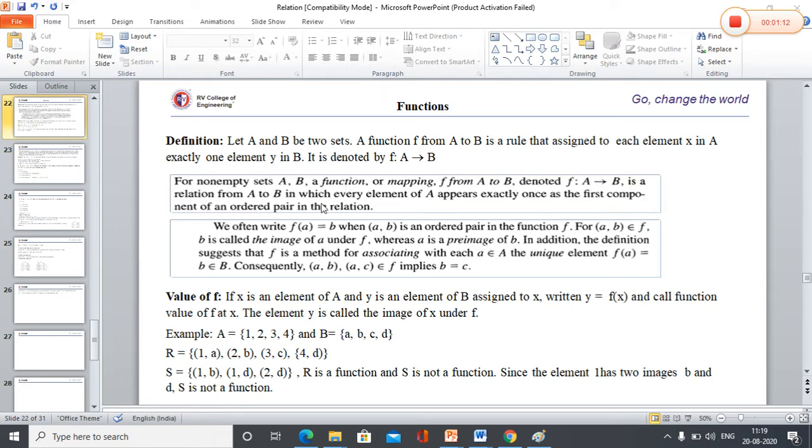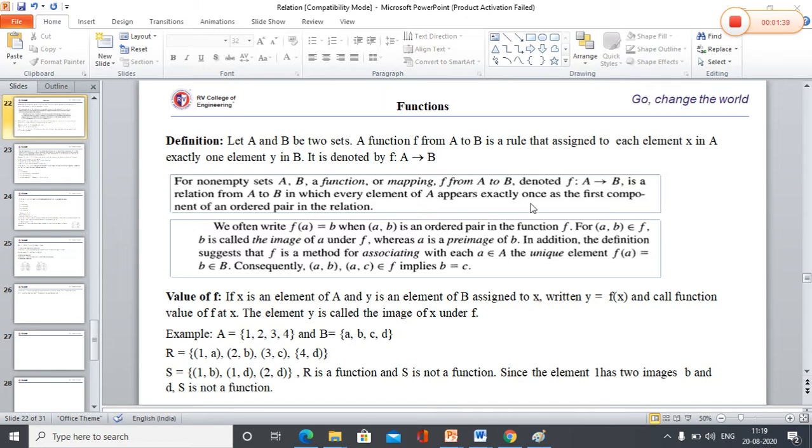For non-empty sets A and B, a function or a mapping, we can also call it mapping, f from A to B, is denoted by f: A → B. So this is how we represent the function. If I have written f: A → B, it represents that there is a function f from set A to set B, and they should always be non-empty sets. For relation also they should be non-empty sets. For function also both the sets should be non-empty sets.